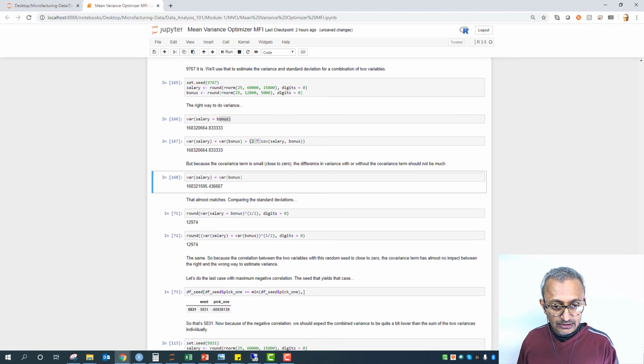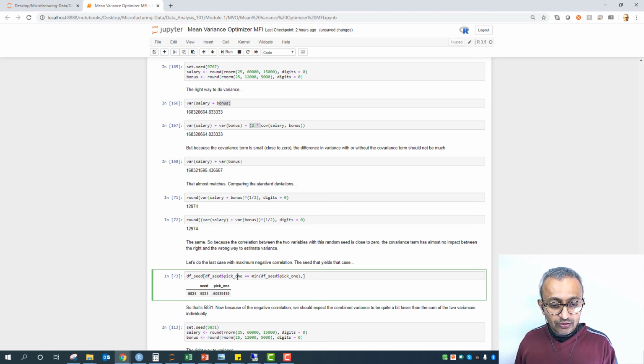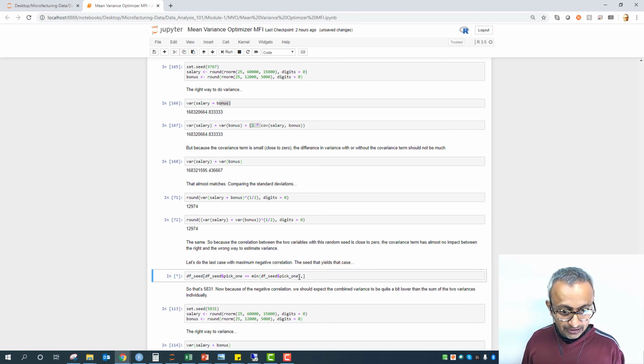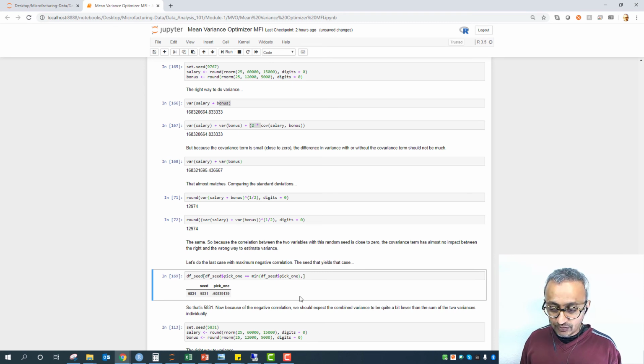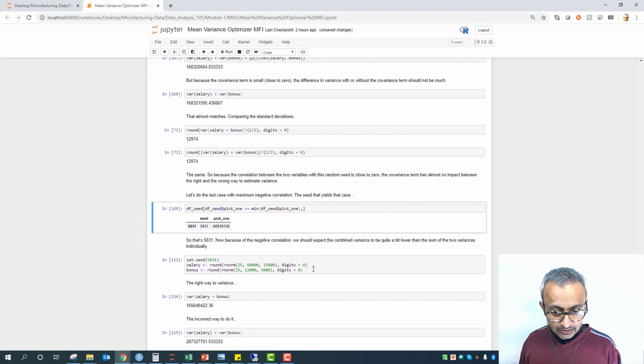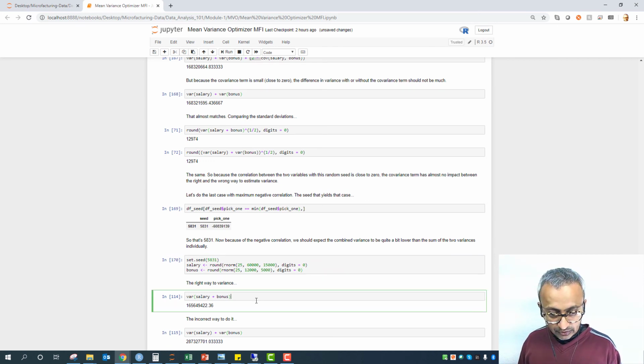Now let's look at it. So it almost matches. Comparing the standard deviation, again, the standard deviation is a lot lower for the combined as opposed to the individual cases. Now let's look at the negative correlation case. So this one is the negative correlation. We happen to know that the seed is 5831, and we use that to calculate the means and variance. And that's the right way to calculate variance.